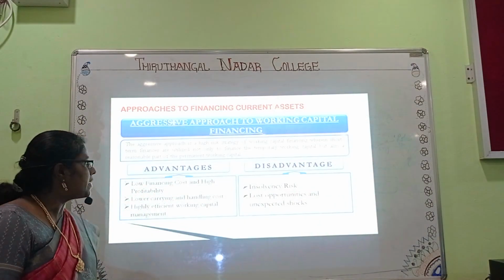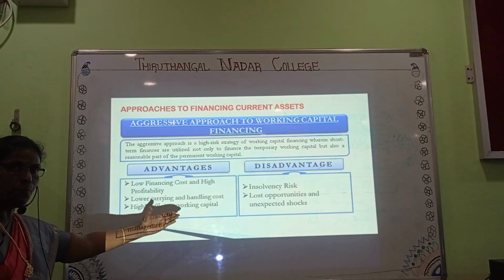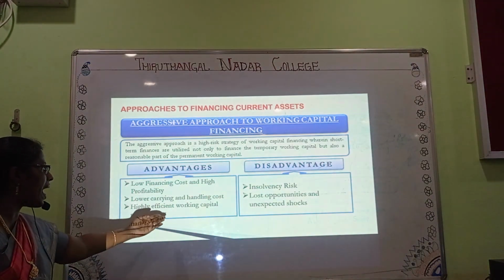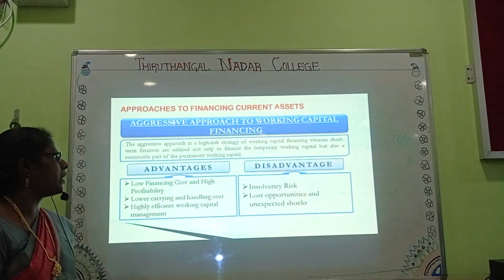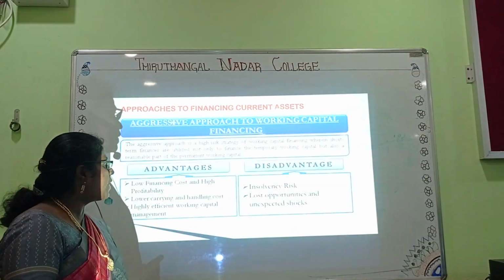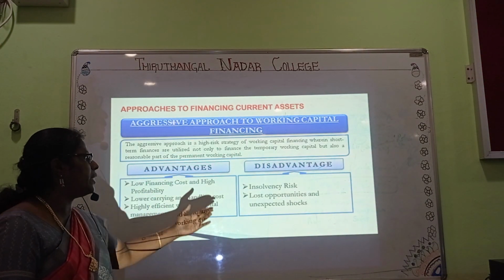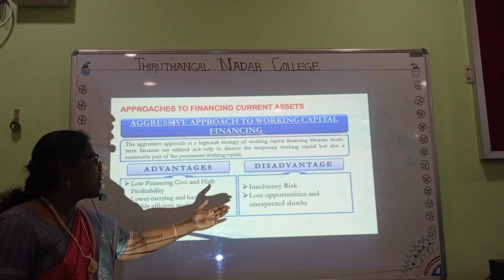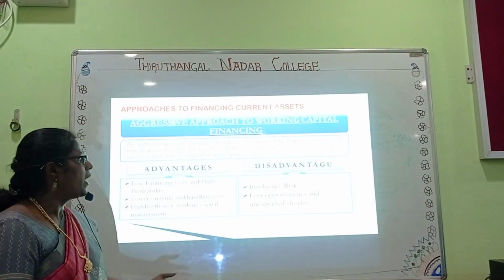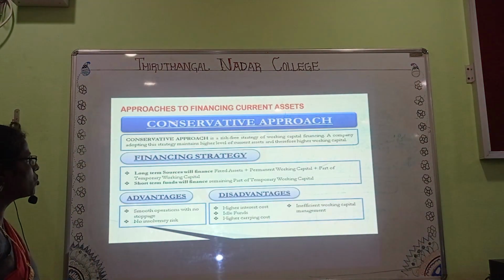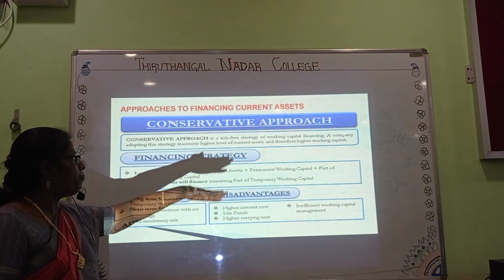What are the advantages of aggressive approach? Low financing cost and high profitability, lower carrying and handling cost, highly efficient working capital management. And what are all the disadvantages of this aggressive approach of working capital management? Insolvency risk, lost opportunities and unexpected shocks. And the next approach to the working capital financing is conservative approach.